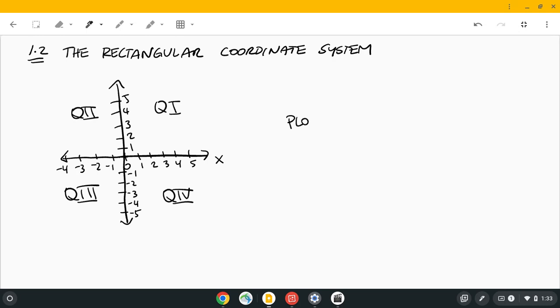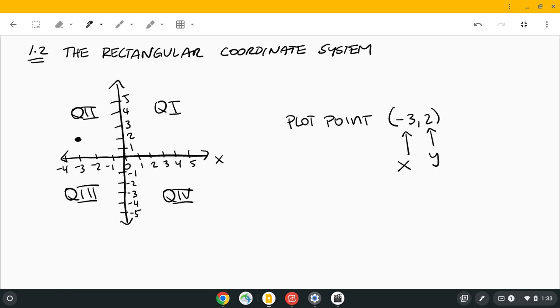And if I want to plot the point -3, 2, this -3 here represents the x-coordinate, and the 2 represents the y-coordinate. Okay, so if I want to plot this point, then I go to -3 on the x-axis. So -3 on the x-axis would be over here. And then I want to go +2 on the y-axis, which is right there. Okay, so right here is the point -3, 2.